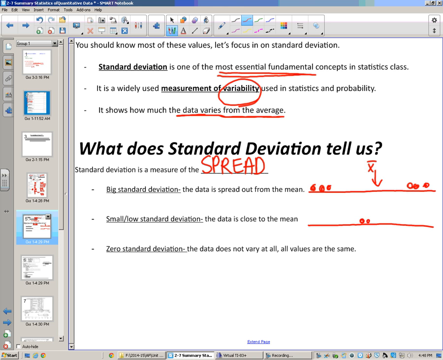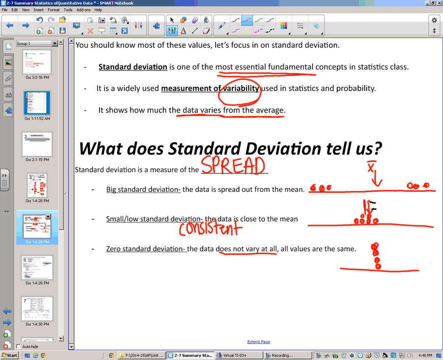So something like this. All of them are very close together. They're very consistent. Here, the mean should be a little bit further over, like there. And when you have zero standard deviation, that means it does not vary at all. All the values are the same. So it would be a dot plot where each of the dots are on top of each other.